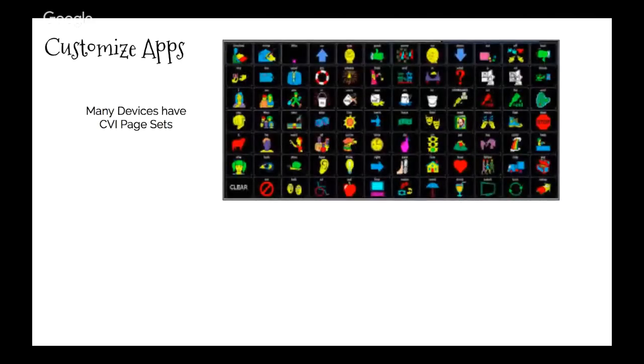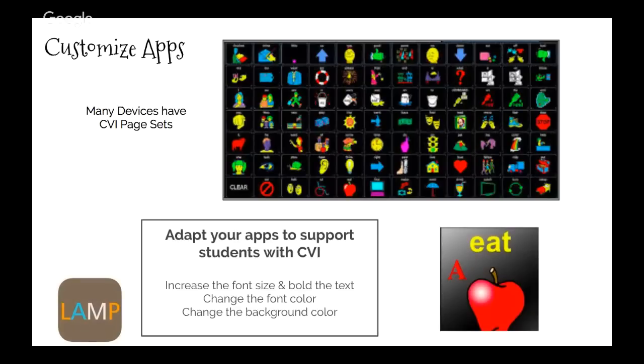And then finally, even a year ago, we were having to customize for our CVI students. Now many devices have these CVI page sets available, which is really nice. So here's a picture of lamps. We were able to attend a seminar when they rolled this out last year at Closing the Gap. But you can also adapt your apps to support students with CVI. You can increase the font size, make the text bold, change the font color, and change the background. So there are a lot of really nice ways to make it easier for our students with cortical visual impairment to access their vocabulary.